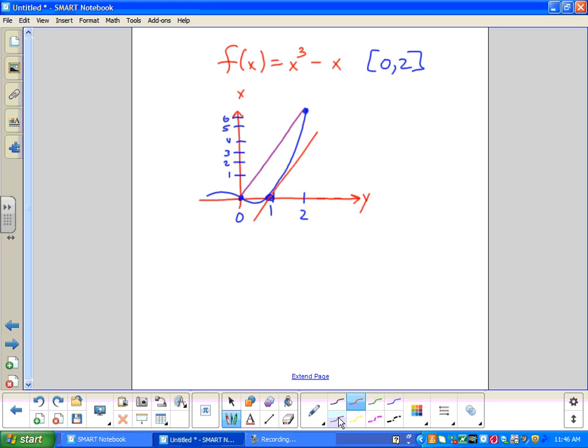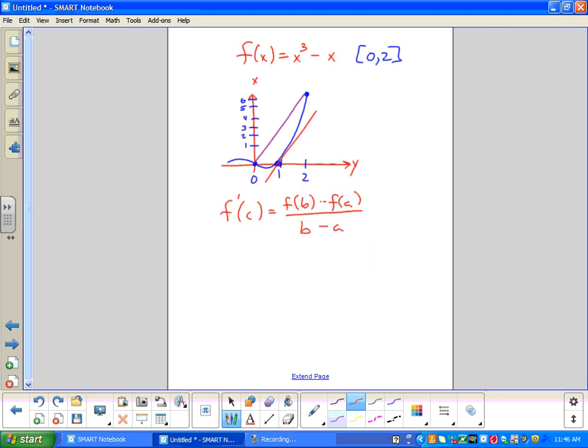First of all, we know that f prime of c equals f of b minus f of a over b minus a. If I plug this in, first of all, f prime of x, using the power rule, is 3x squared minus 1. So if I'm going to substitute c in here, f prime of c, it just changes x to c. So on the left side here, I have 3c squared minus 1 equals f of b. Well, I'll plug the values in. So b is 2, and a is 0.